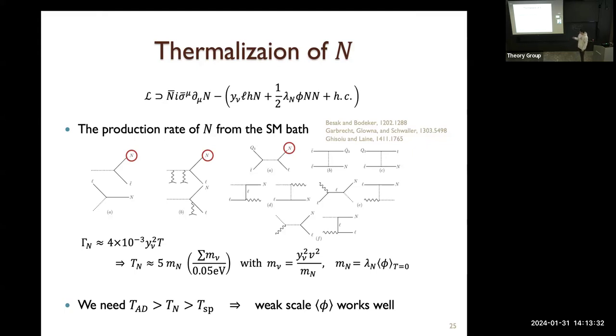And the mass of the right-handed neutrino comes from the VEV after phi gets a VEV. Then we can get nu from the seesaw mechanism from this term. And with these two terms, we can conclude that the temperature of N thermalization is roughly 5 times the mass of this right-handed neutrino. Of course, it depends on the neutrino mass sum, but this should be the same order as well. And of course, we need this thermalization to happen after the AD mechanism happens, but before the spallation process ceases. So T_N should be between these two temperatures. And if we assume this phi VEV is the weak scale, then we can automatically get this relation.